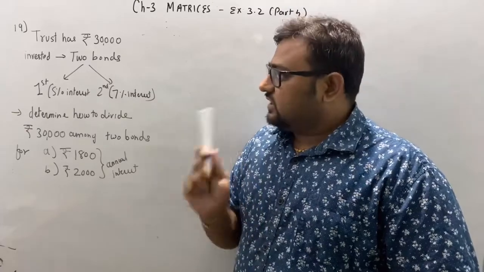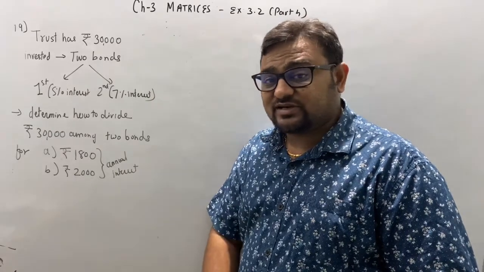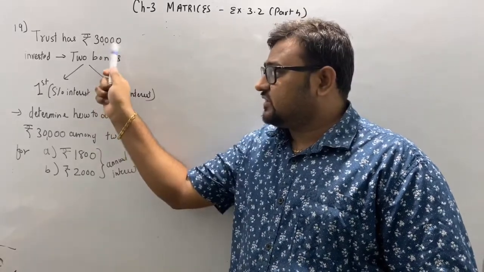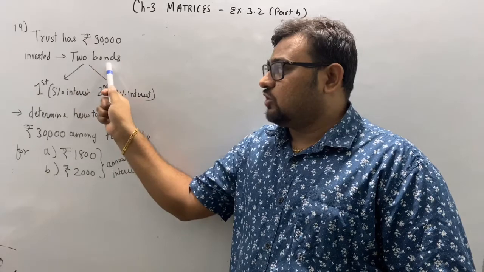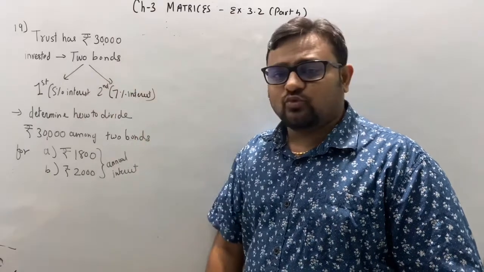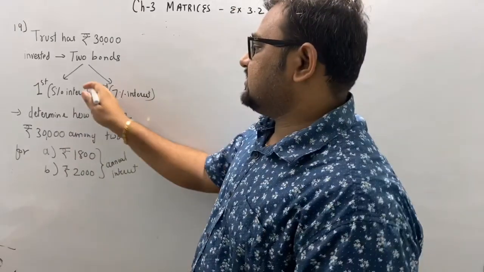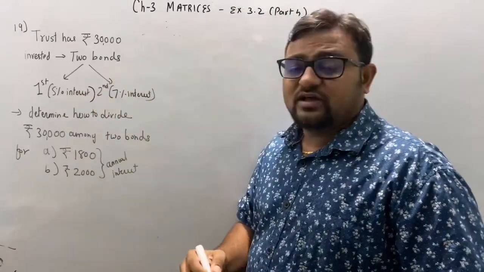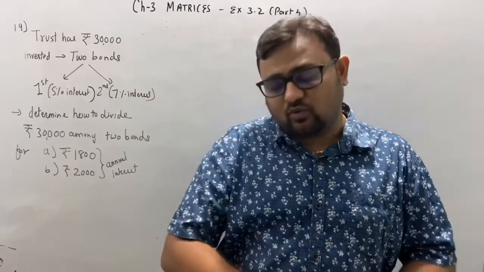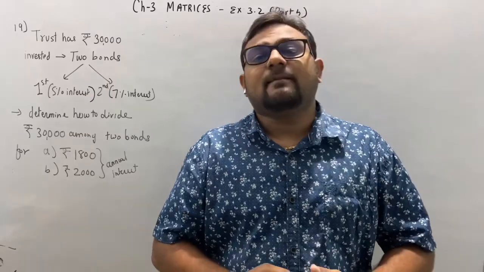What is question 19? A trust has rupees 30,000, and these rupees 30,000 are to be invested in two bonds. The first bond gives interest of 5%, and the second bond gives interest of 7%. So the trust has to divide one portion of 30,000 in bond A and the other portion in bond B.